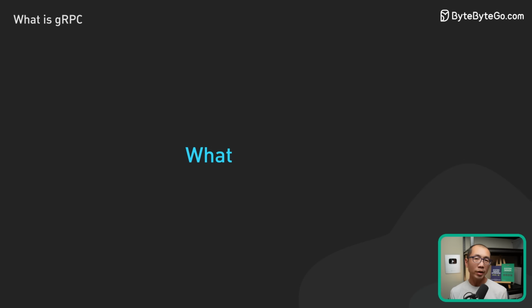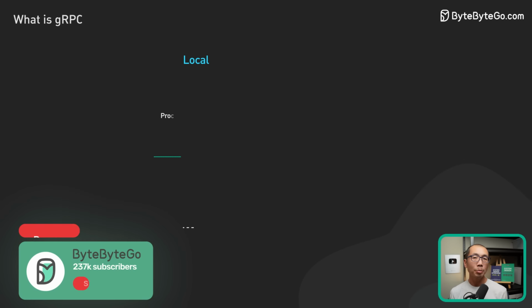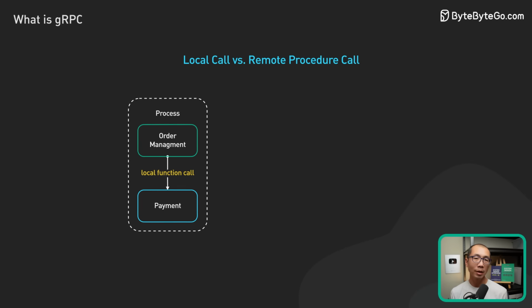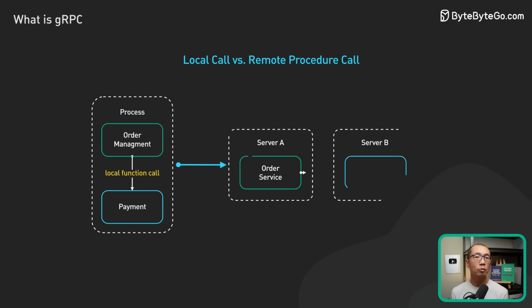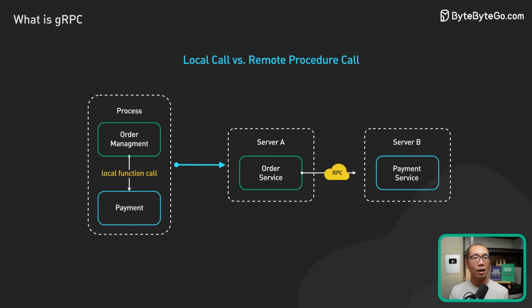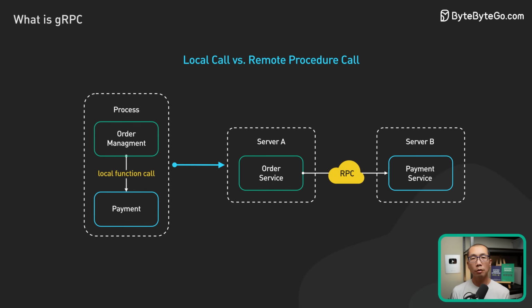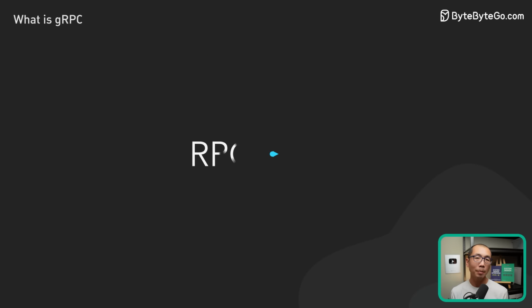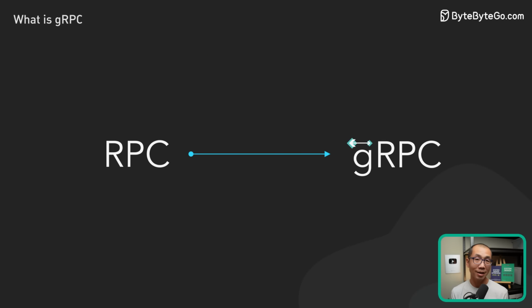But first, what is an RPC, or a remote procedure call? A local procedure call is a function call within a process to execute some code. A remote procedure call enables one machine to invoke some code on another machine as if it is a local function call from a user's perspective. gRPC is a popular implementation of RPC.